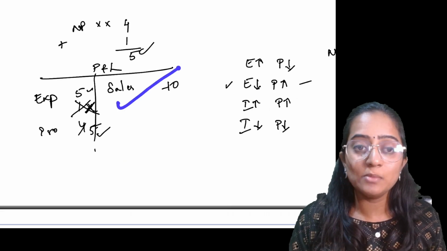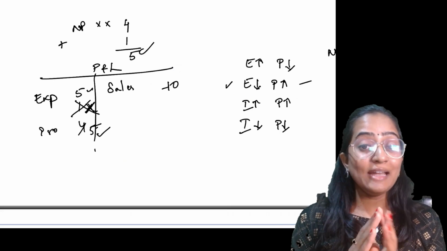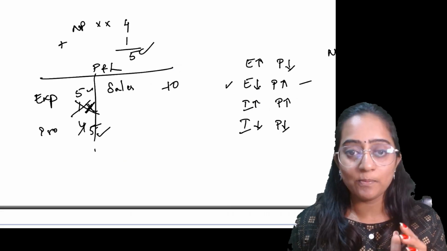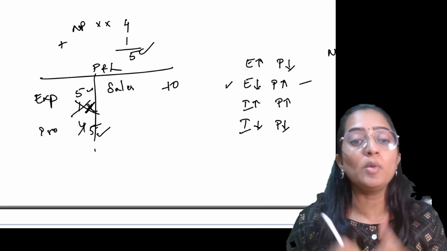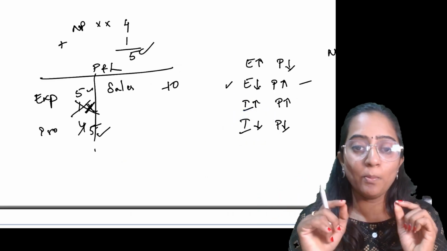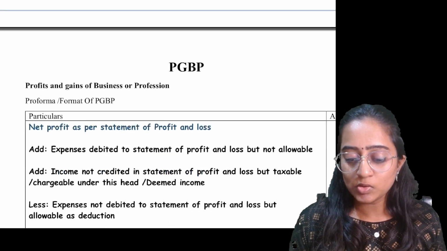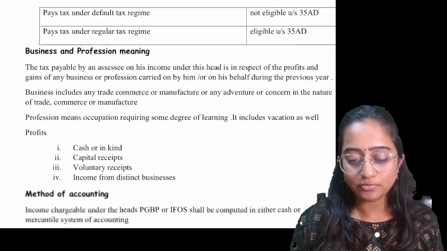Suppose there are certain incomes which you have recorded here, but they are taxable under a separate head. So, rent received is going to be taxable, but under a different head. That is income from house property, not under your PGBP. So, income decreases, profit also decreases. What would you do? Minus. Clear? So, this is the effect that you would consider over here.